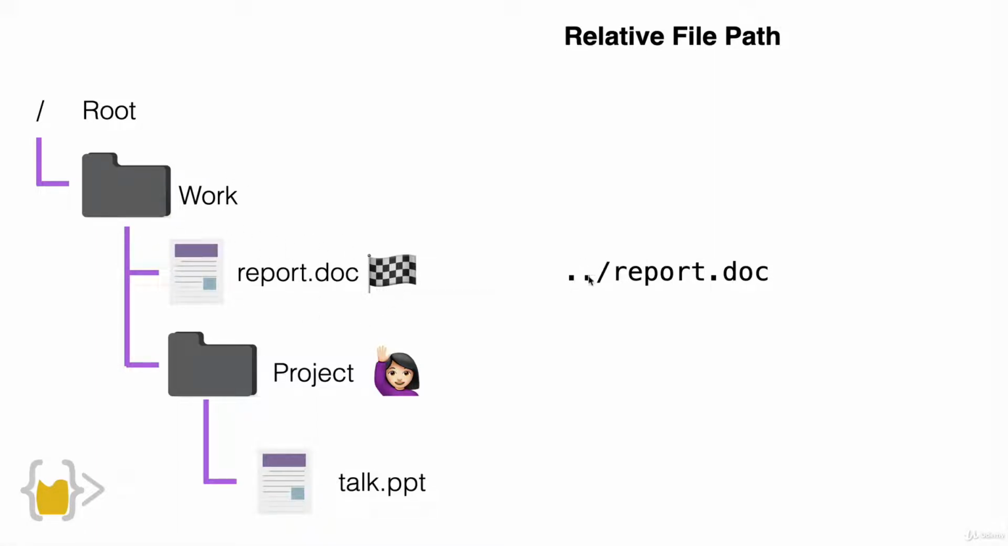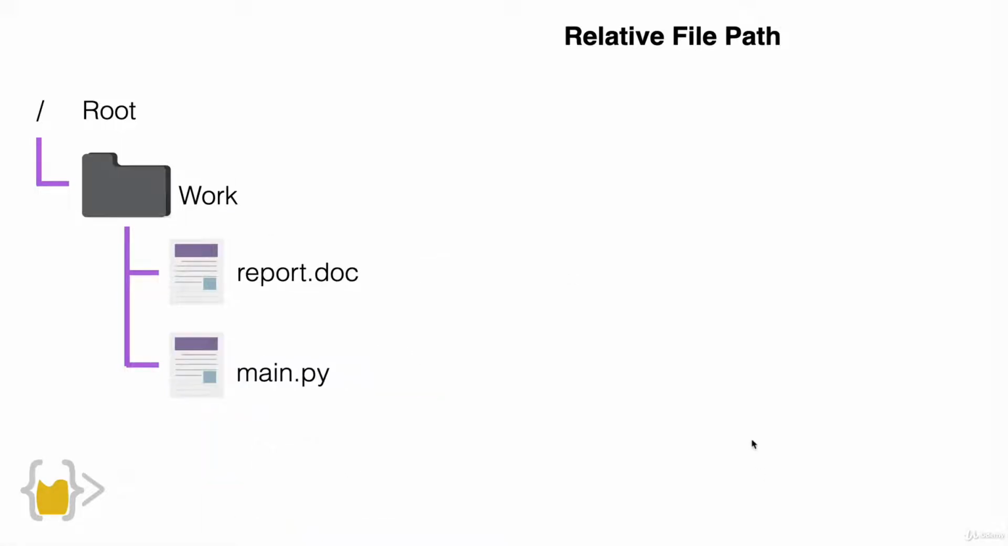So that two dots represents going one step up in the hierarchy to the parent folder, which in this case is the work folder. Now, what we've been doing is we've been writing code inside our main.py, and that main.py has usually been inside some sort of project folder. When we're trying to get hold of a file, this is basically where we are at. So our working directory is the work folder.